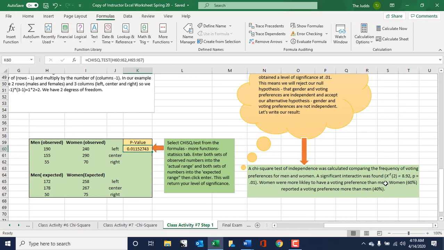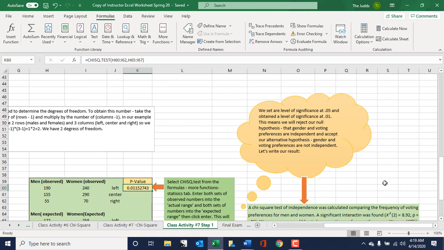So let's come over here. We set our level of significance at 0.05 and obtained a level of significance at 0.01. This means we will reject our null hypothesis that gender and voting preferences are independent and accept our alternative hypothesis that gender and voting preferences are not independent.